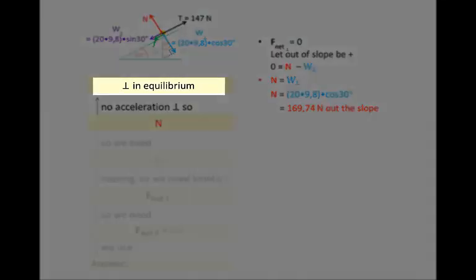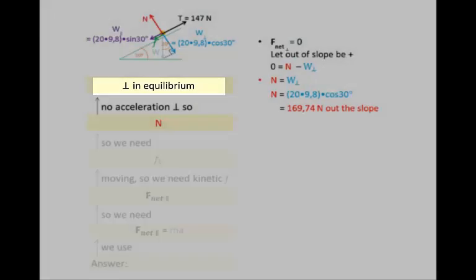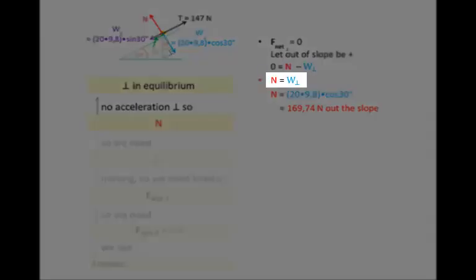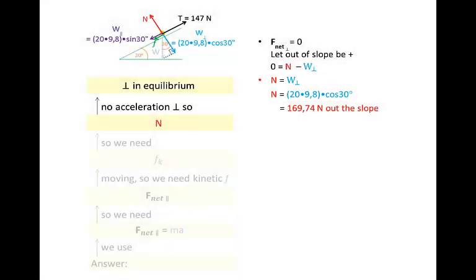The object is in equilibrium perpendicular to the slope, and therefore the normal force is equal in magnitude but opposite in direction to weight's perpendicular component. In other words, it's equal to weight multiplied by cos 30 degrees. Weight is 20 times 9,8, so the normal's magnitude is 20 times 9,8 times cos 30 degrees, which is 169,74 newtons, and we know the direction is up out of the slope.